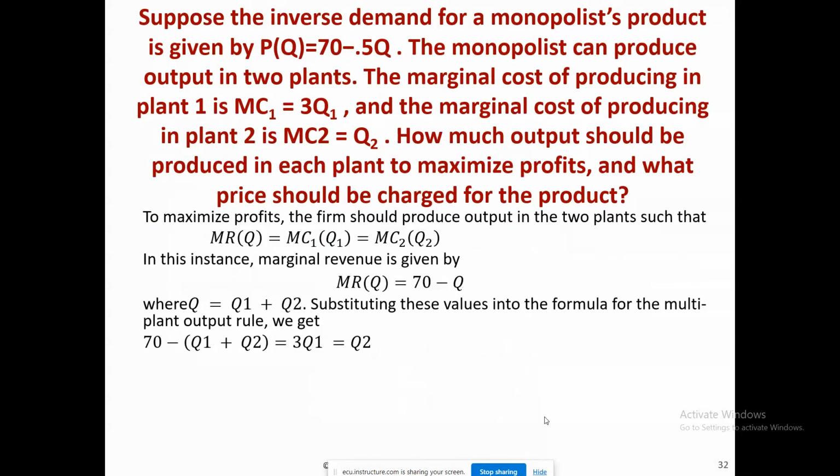Here's an example of figuring out the profit maximization output for each plant. Please pause and read through. It says, suppose the inverse demand for a monopolist's product is given by P(Q) equals 70, the vertical intercept, minus 0.5Q, where Q is total output. The monopolist can produce output in two plants. The marginal cost of producing in plant 1 is MC1 equals 3Q1, and MC2 equals Q2. How much output should be produced in each plant to maximize profits, and what price should be charged for the product?